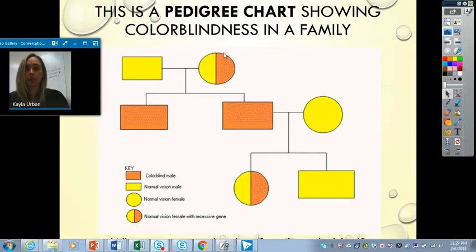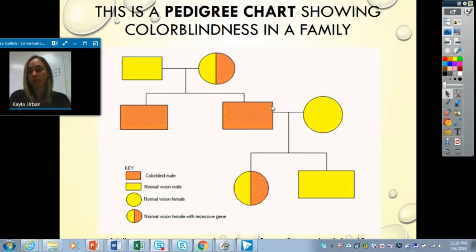And so you'll see that this one up here is a female that is a carrier. It is half orange, half yellow. So when you're half and half, you are a carrier, meaning that this woman is not colorblind, but she can pass it on to her children. This male that's yellow has normal vision. And these are two sons. They had two sons, both of which are colorblind, which means they got this X, the colorblind one, from their mother.